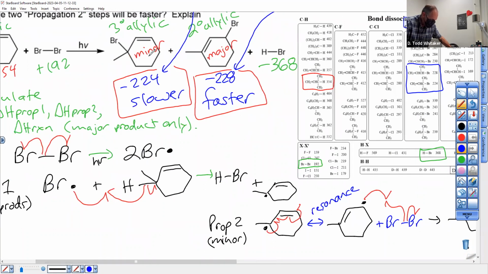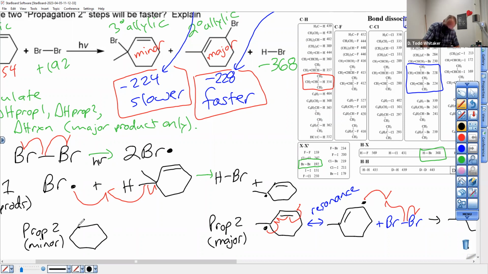This becomes this with a direct hookup, just like this became that with a direct hookup. This could not become this with a direct hookup. You needed to resonate first. So prop 2 major, I misspoke, prop 2 major, and prop 2 minor is the unresonated radical.